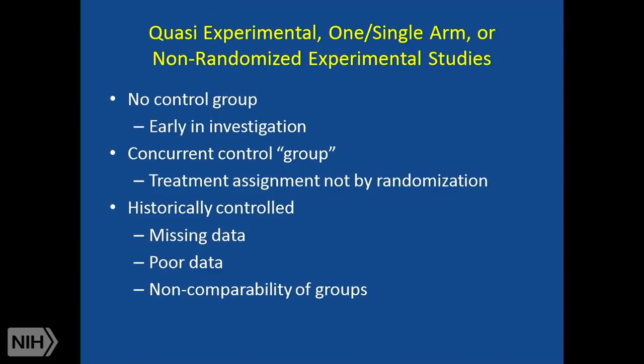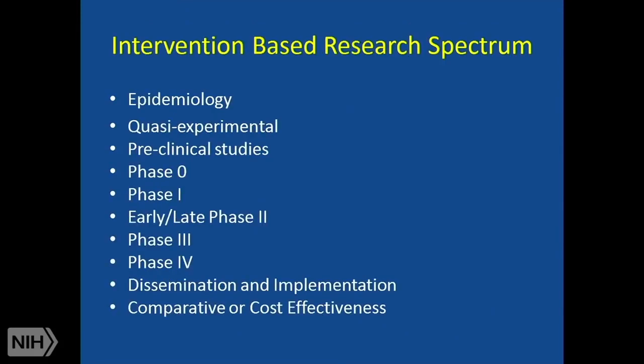Then you sometimes have things called historically controlled studies. In pediatric oncology, we used to do these, where we basically only had enough patients to put everybody on the therapy. So we said, well, we'll use old patient information as our control group. So that's that early intervention-based research spectrum. I talk about epi, sometimes it's interventional, sometimes not. But those quasi-experimental, preclinical studies, phase 0, those are early studies.